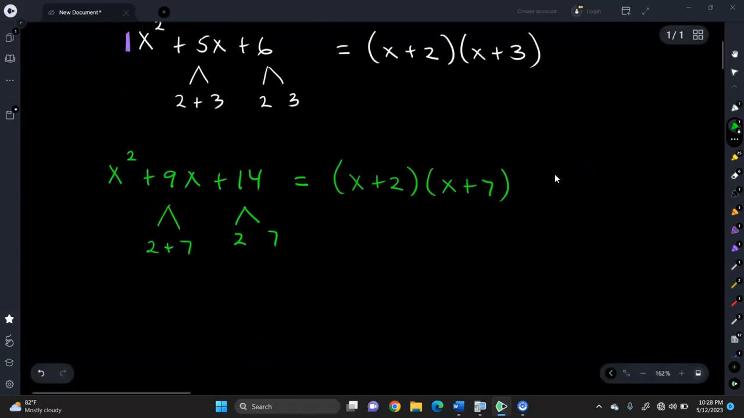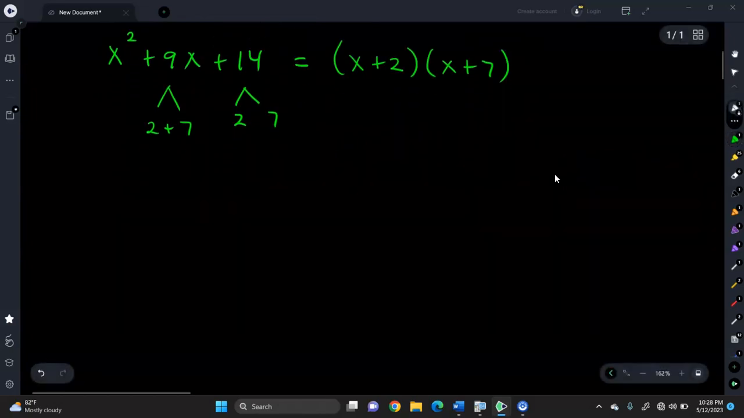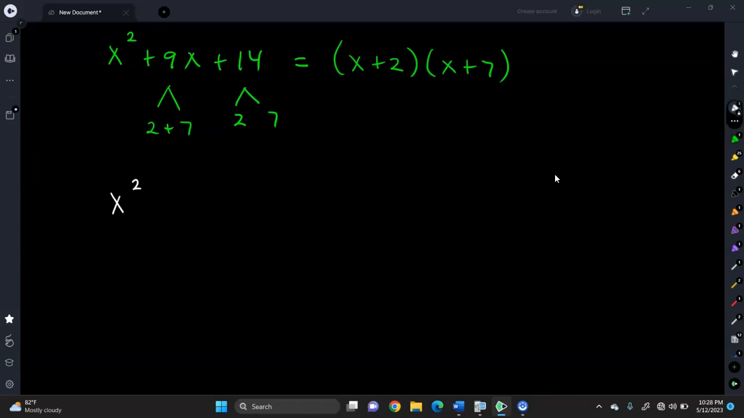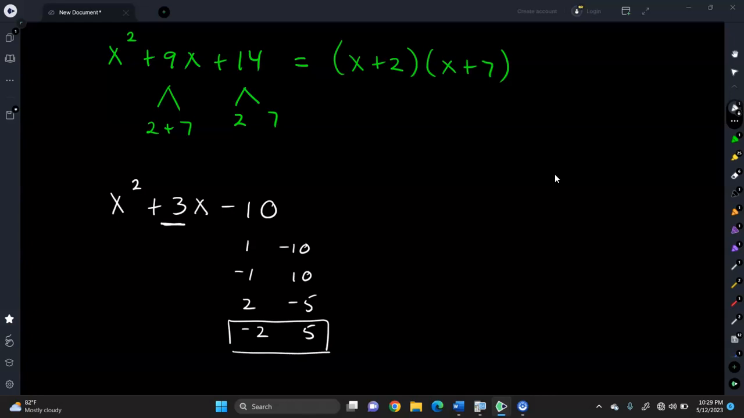And of course, these get a little bit trickier when we throw in some negative numbers. So for instance, let's do x squared plus 3x minus 10. This time we're looking for two numbers that multiply to equal negative 10. So we've got 1 and negative 10, negative 1 and positive 10, 2 and negative 5, negative 2 and positive 5. Sometimes it helps to list our factors like that. Now looking at those, we have to figure out which combination is going to add up to positive 3. And now we can see easily that it's the negative 2 and the 5. So this is going to factor x minus 2, x plus 5.